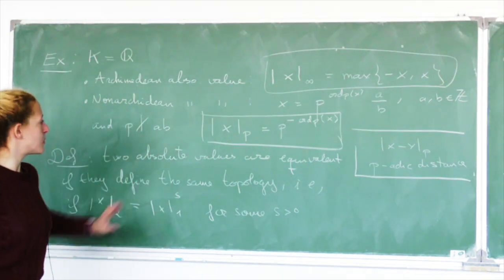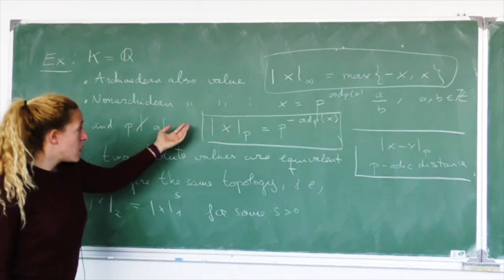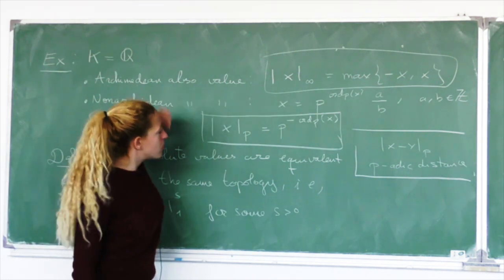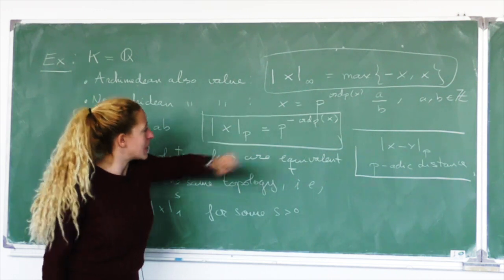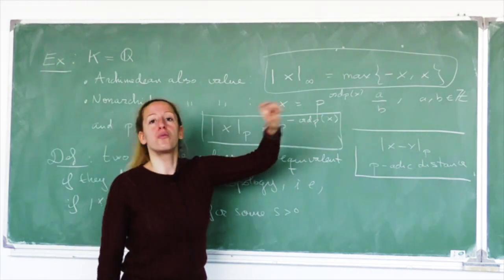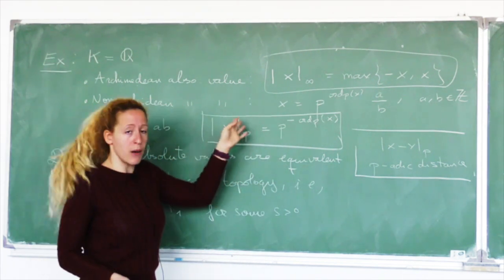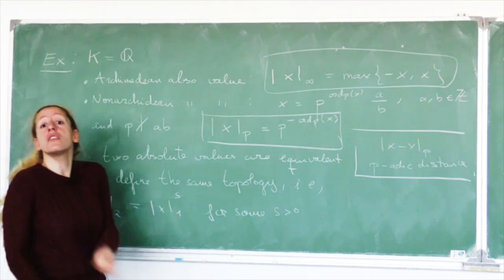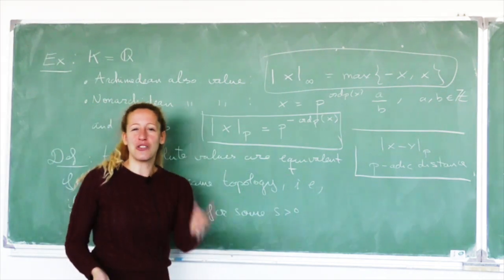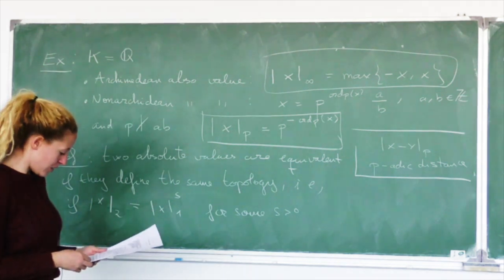So what this means is that I gave you several examples here of absolute values, but nothing forbids us from getting here, for instance, a 2, right? You could say, instead of defining it like this, I'm going to define it as P to the minus twice the order of x at P. You could have done that. And then you would obtain an absolute value that, according to the definition of equivalent, is equivalent. So you are not interested in equivalent things, right? You just want it for its equivalence class. Okay, very well. So this is the definition of equivalent.